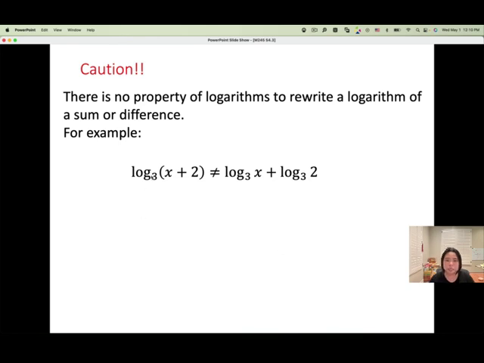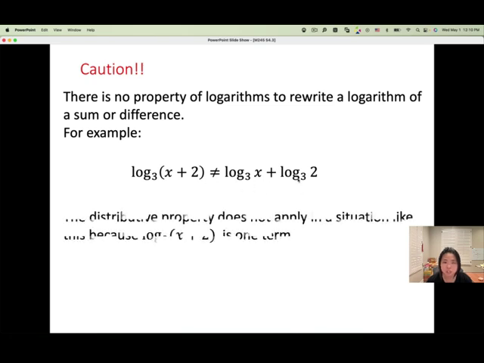And then keep in mind that when we have log base 3 of parentheses x plus 2, you don't distribute it. Okay, you never distribute the log with this guy. Okay, they are not equal to each other. And then we consider x plus 2 to be one term. You don't distribute the log base 3 here, okay?